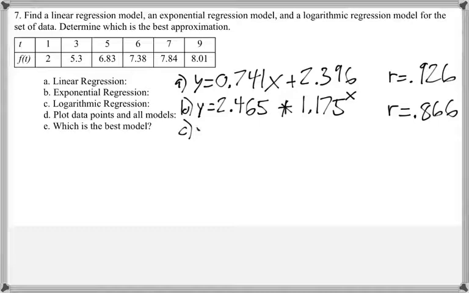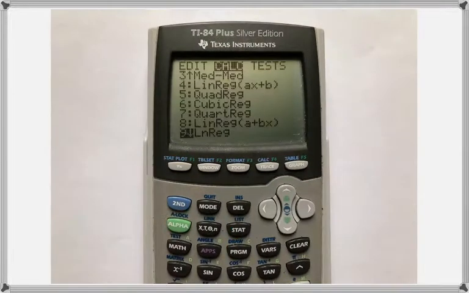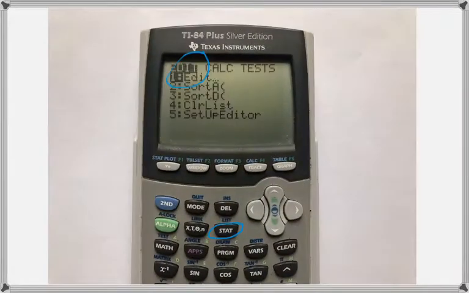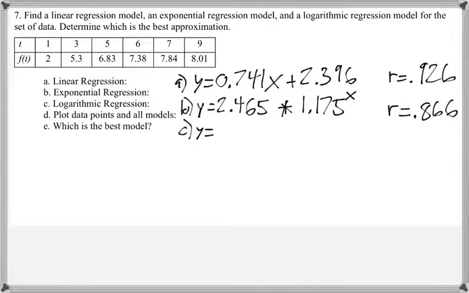Okay, then lastly I want to find the logarithmic regression. So I'm going to do stat calc ln reg, and this is my information. So I want to record that. And my R value was 0.996.